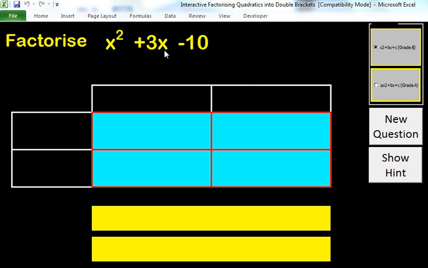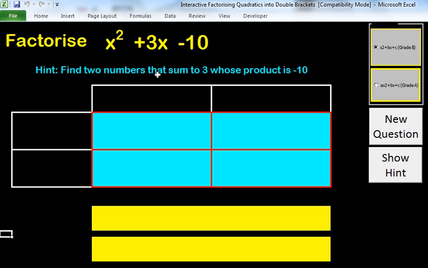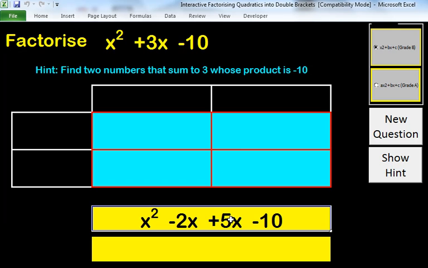You get factorise x squared plus 3x minus 10. Now if you want, you can click and show the hint to the students in that they're looking for two numbers that add together to give 3, that multiply together to give minus 10. So once they've found that, I actually show them here how we split that. So we're looking for factors of minus 10, which is 5 and minus 2. We split the 3x up into the minus 2x plus 5x.